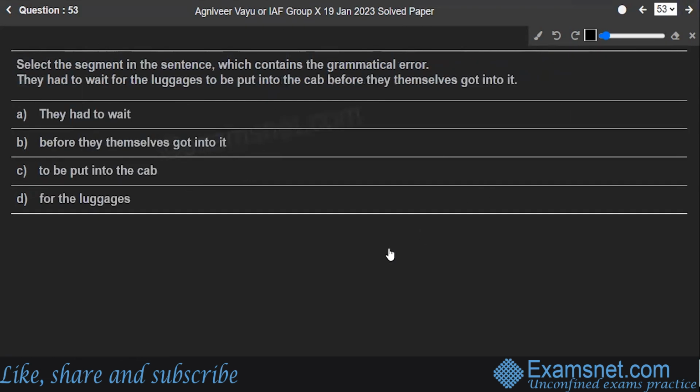Hope you got this. Next is question number 53. Select the segment in the sentence which contains the grammatical error. It says, they had to wait for the luggages to be put into the cab before they themselves got into it. So which part is containing the grammatical error? For the luggages, yes, this is the part which is containing an error.